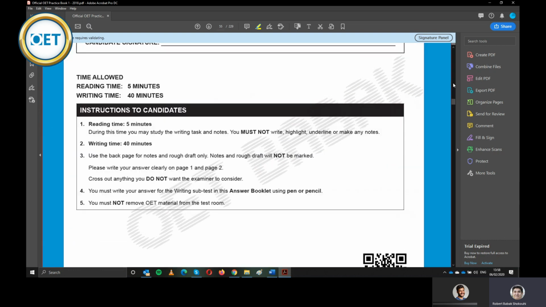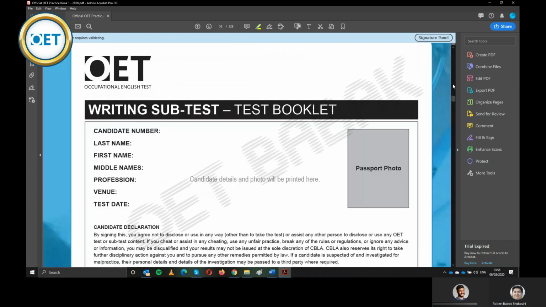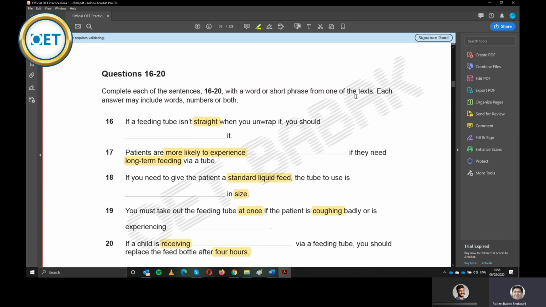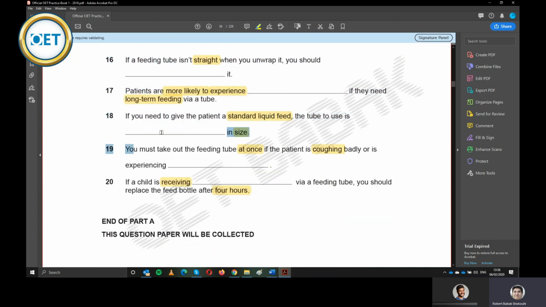So that's basically what we did when we were looking at this. We knew that this is a size, okay, here. And experience, something they need to experience in long-term feeding. If it's not a straight, what should we do with it? So we need a verb here, okay? Coughing badly or experiencing something. So this is experiencing, it should be a noun. So we chose breathlessness.